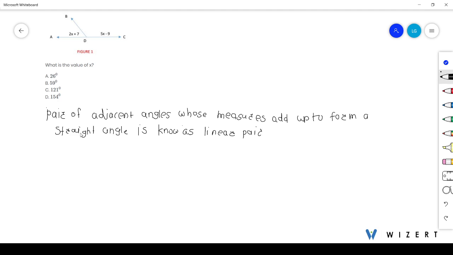And angles in a linear pair are supplementary. Angles in a linear pair are supplementary angles.